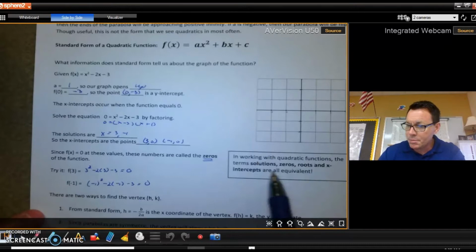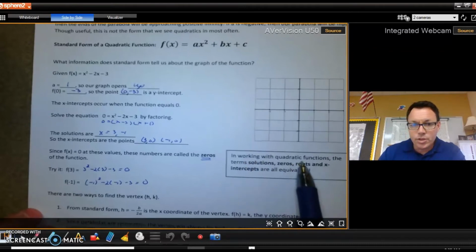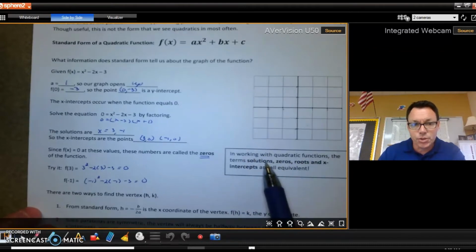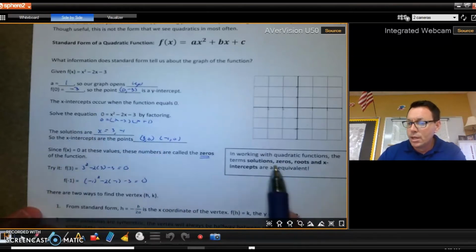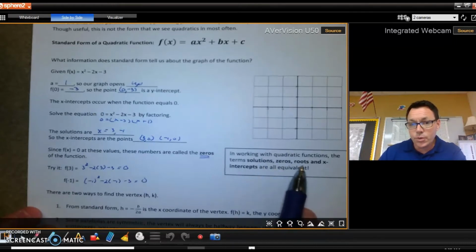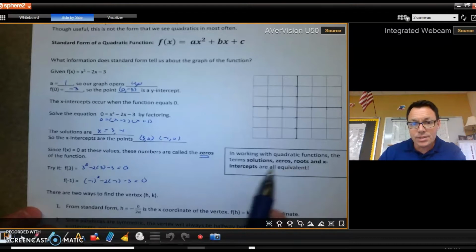If you look over here in this box, it says in working with quadratic functions, the terms solutions. So what are the solutions to this equation? That's the first thing I did. I said, let's solve this equation. The solutions, the zeros, they're also called the roots, and the x-intercepts are all equivalent. All of these words really mean the same thing.